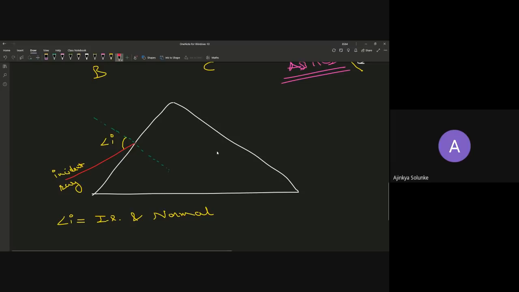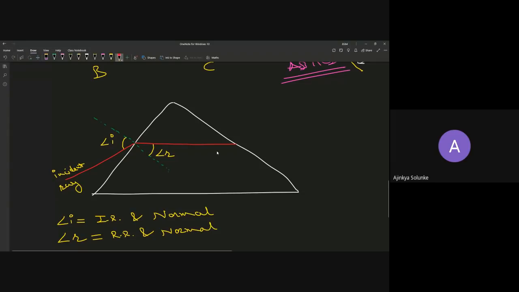There is another ray, that is the refracted ray, correct? The angle between the refracted ray and the normal, that angle is called as what? Angle of refraction.